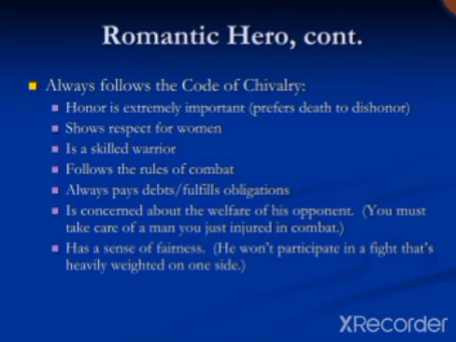They follow this code of chivalry. Honor is extremely important for them. The hero shows respect for women, is a skilled warrior, and follows the rules of combat, always pays debts, fulfills obligations, is concerned about the welfare of his opponent, and has a sense of fairness. He's an ideal person, an ideal lover for every woman. They are portrayed like that.